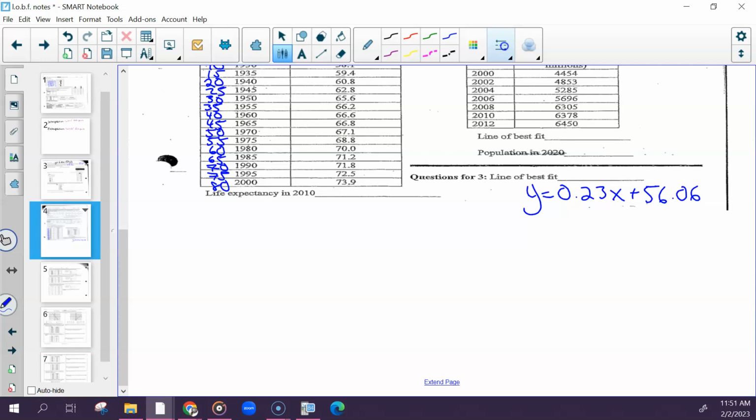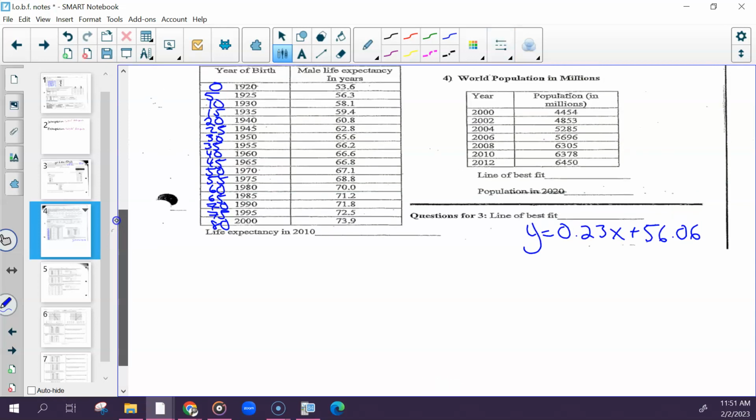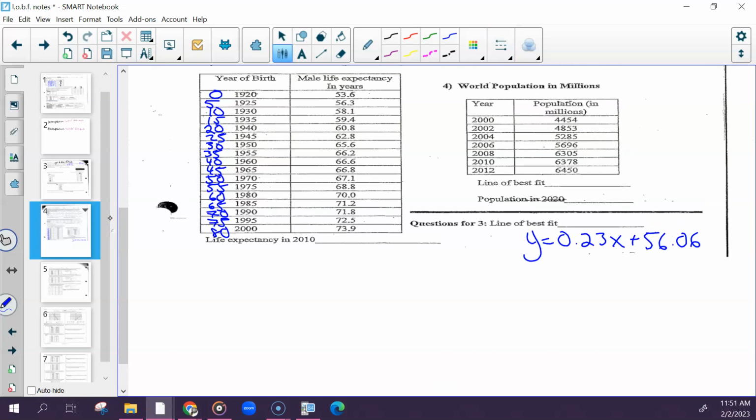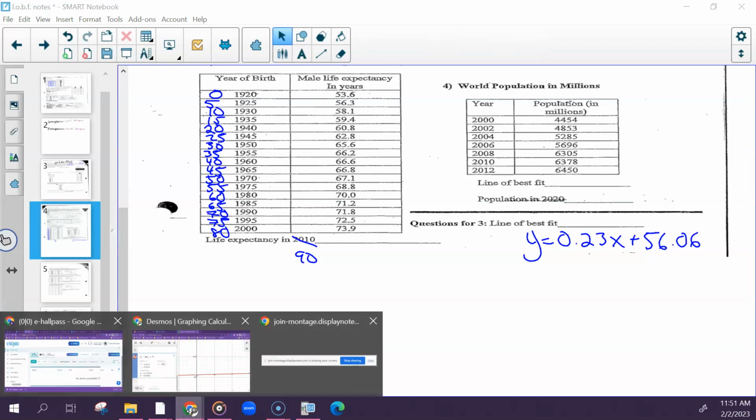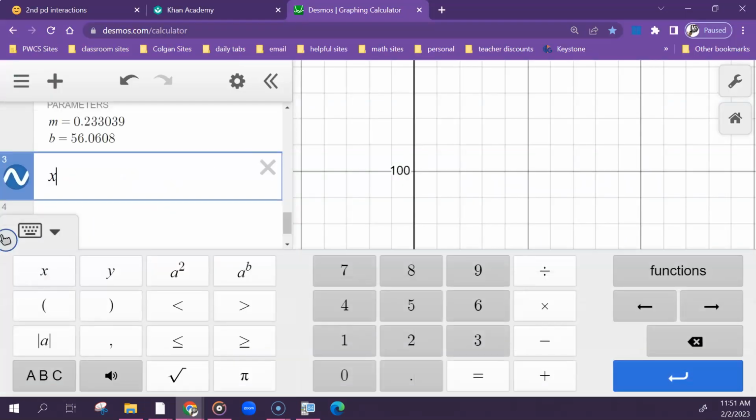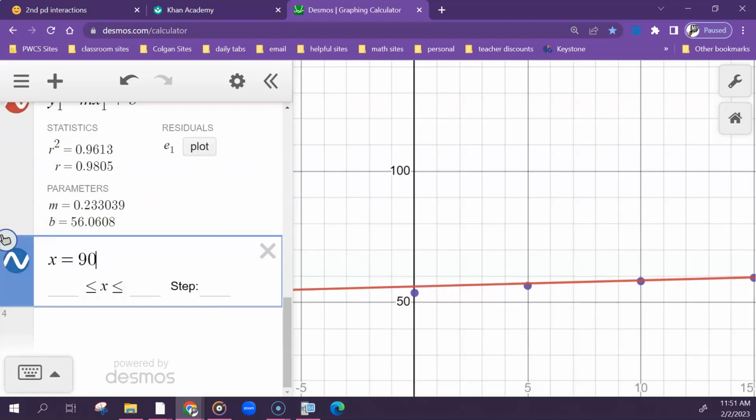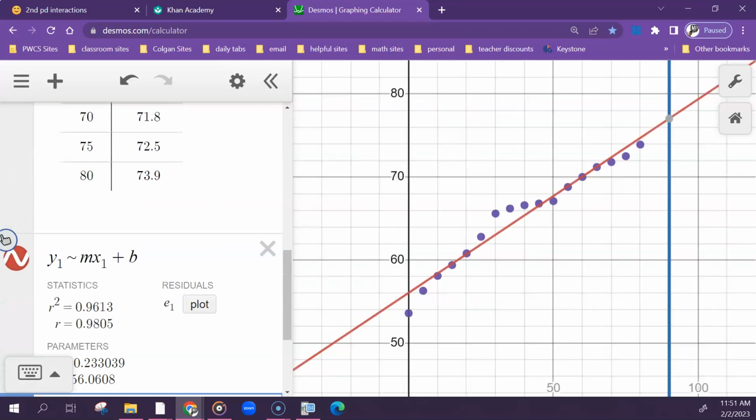Is 2010 our X or our Y? And how many years has it been from 1920 to 2010? So then, I'm going to use the x equals method and type in x equals 90, hit my magnifying glass so I can see where they intersect. And 77.03 would be that answer.